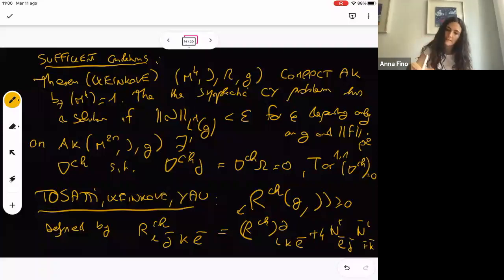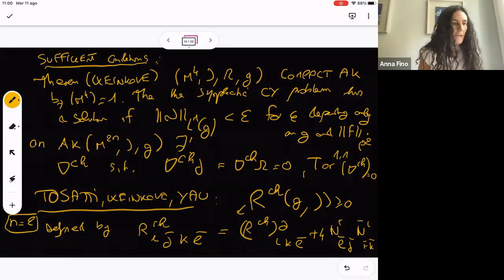And so under this assumption, the symplectic Calabi-Yau problem can be solved for any normalized volume form, for n equal to 2, dimension 4. And they show that in fact you can also apply it in higher dimension, for instance, for a deformation of Fubini-Study and so on. But it's very hard to apply this condition.